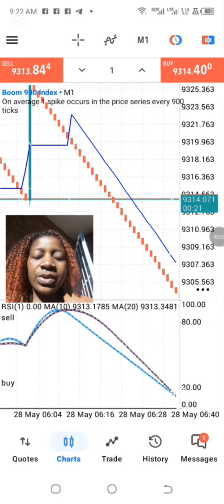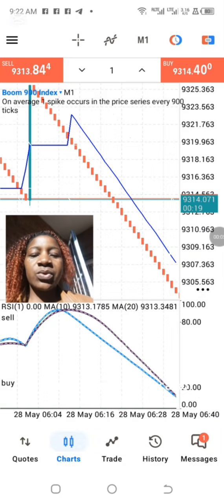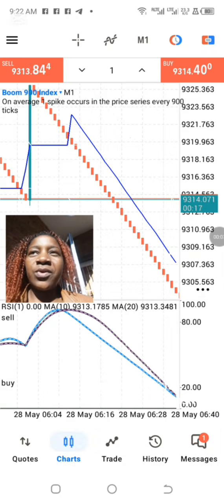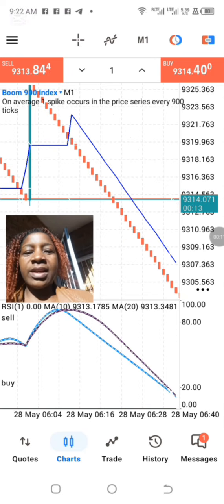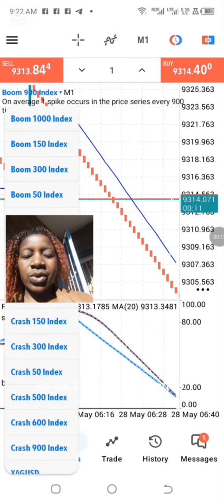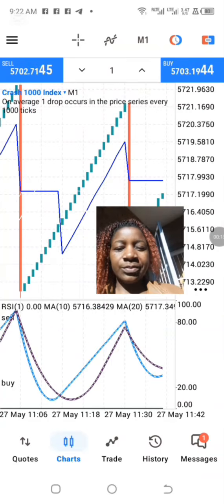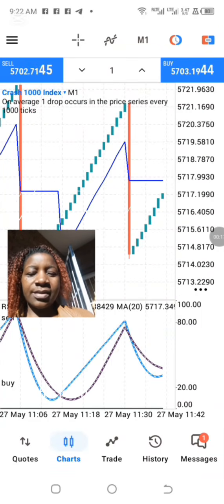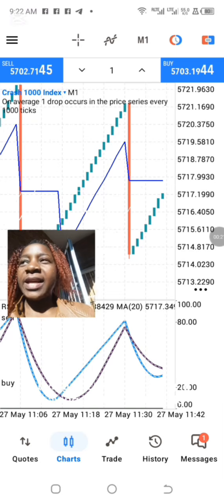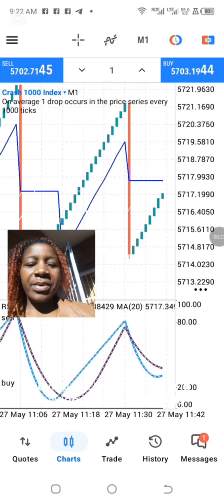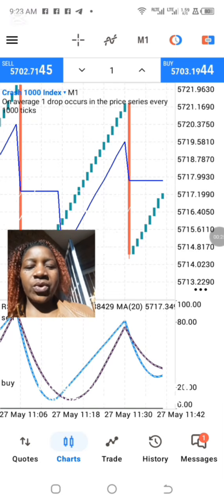Now let's move on to Crash and see if our strategy also works there. We now want to look for conditions of buying in Crash as well as in PainX. So we'll begin by going to Crash 1000. This is the Crash 1000 chart. I'll begin by explaining the conditions of buying in Crash or buying in PainX on World Trade.